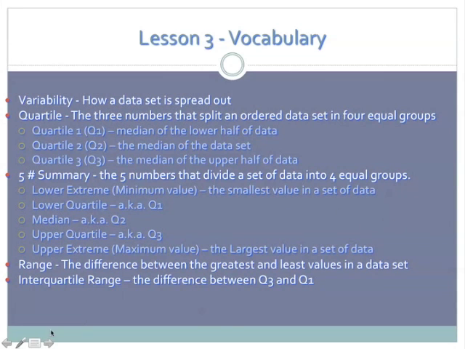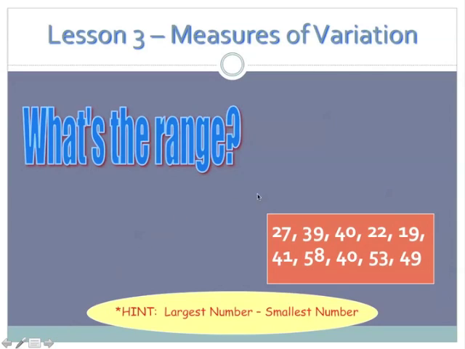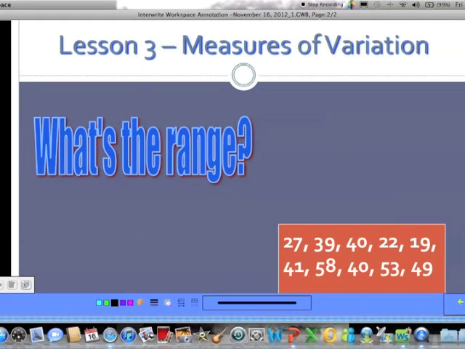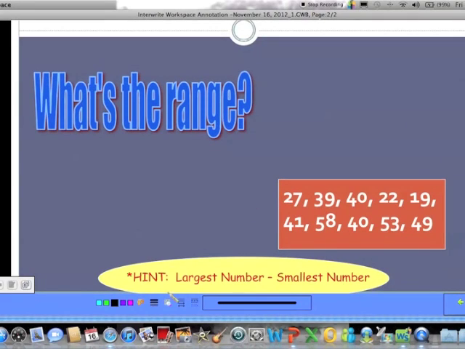All right, next it says, what is the range? So we take these numbers and we try to figure out what our range is. Well, if we refer back to our vocabulary words, the range is the largest number minus the smallest number. So I'm going to go in my data and find the smallest number.